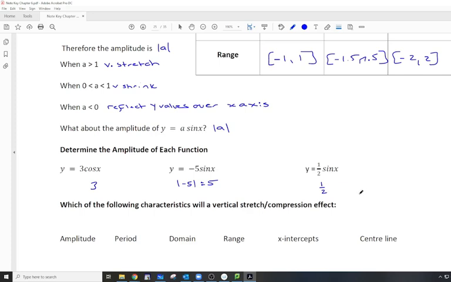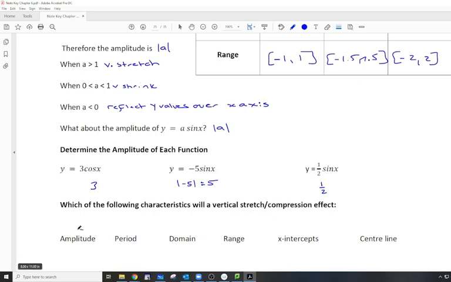And the key thing for graphing is it tells you how high or how low to go. And if it's negative, instead of starting by going up, you just start by going down. All right, so which of the following characteristics will a vertical stretch or compression, stretch or shrink, affect?